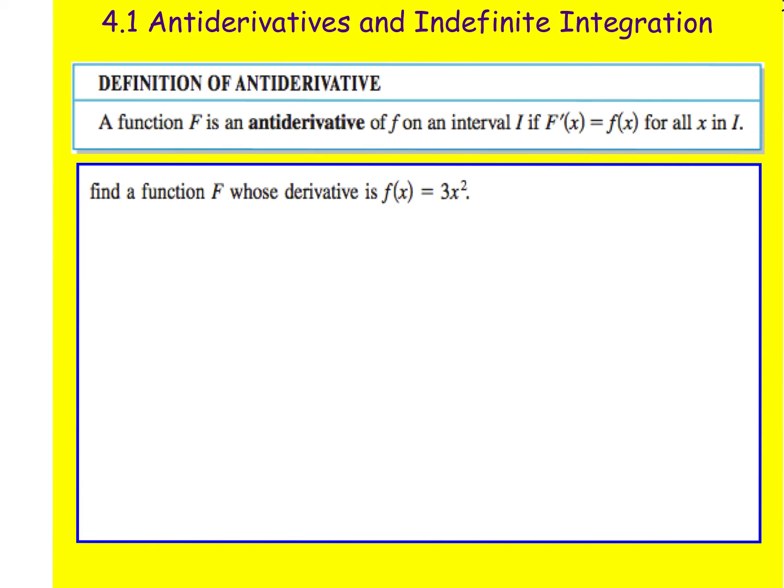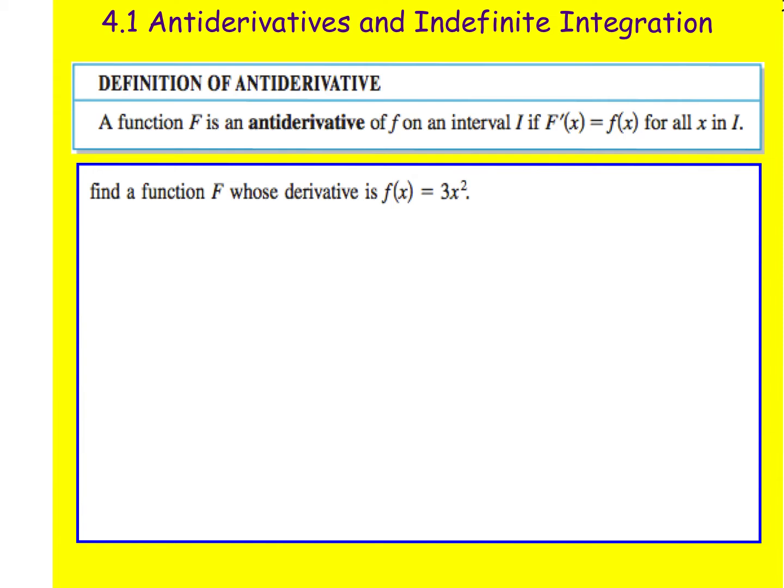4.1a, antiderivatives and indefinite integration. In chapters 2 and 3, we took derivatives of things. We kept going forward. Now, we're going to start going backward. So I need to retrain your brain to start going backwards on things.